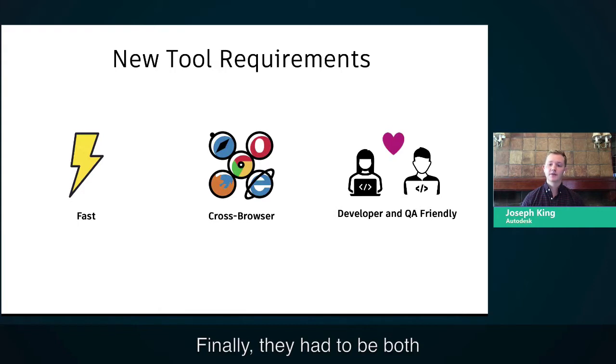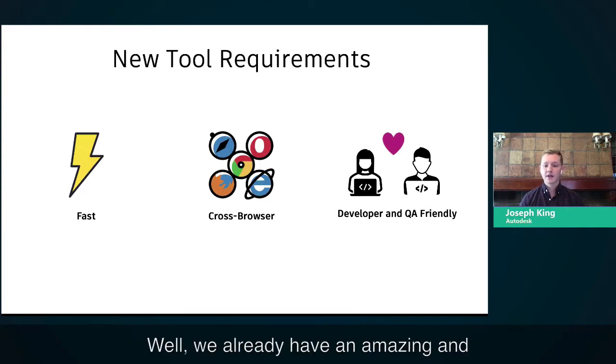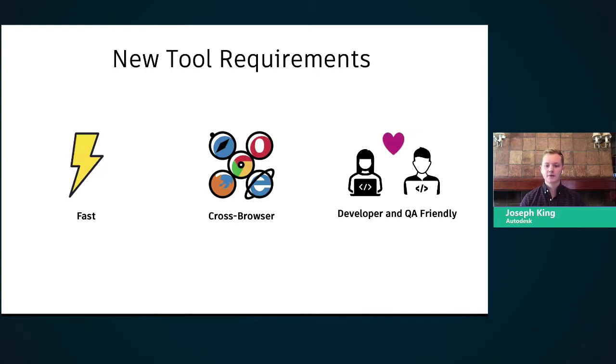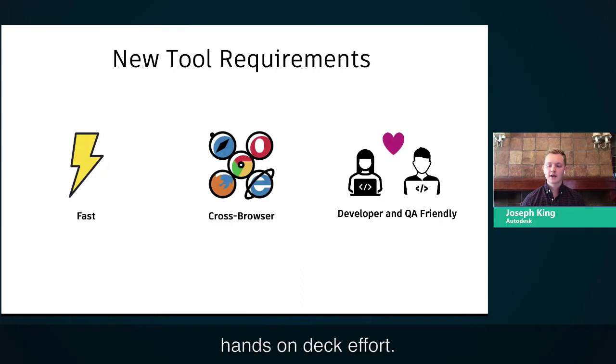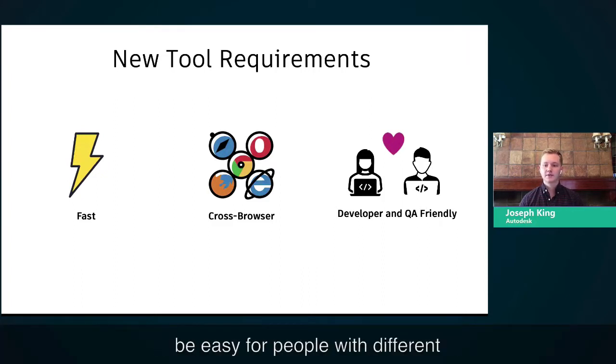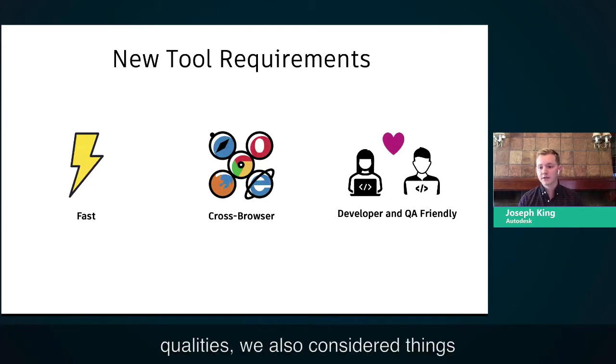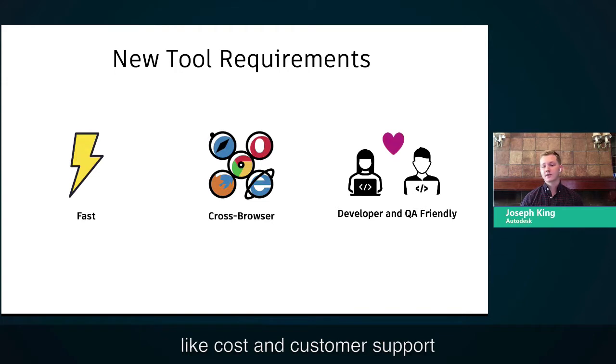Finally, they had to be both developer and QA friendly. While we already have an amazing and dedicated QA team, we wanted to begin to foster a culture of collaboration and teamwork between dev and QA when it came to testing, which had previously felt quite siloed. We knew that this would be an all-hands-on-deck effort, so the tools we picked would need to be easy for people with different technical backgrounds to pick up. Aside from these non-negotiable qualities, we also considered things like cost and customer support offerings. After tons of research, deep dives into documentation, and a handful of POCs, we had found the winners. So which are they? Cypress and Applitools.